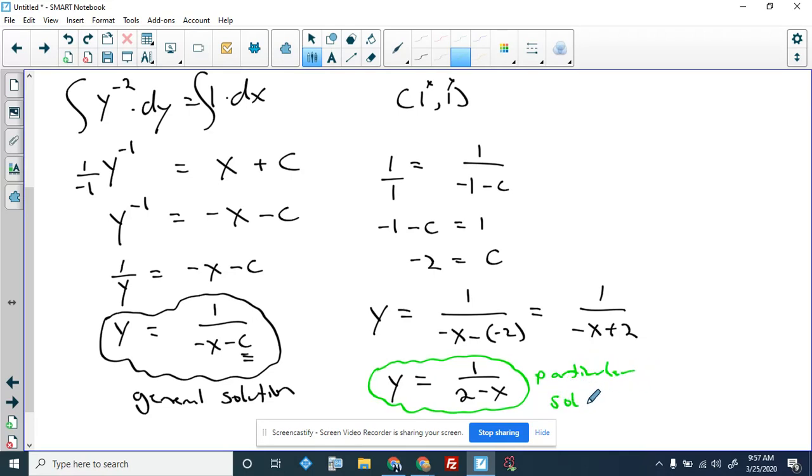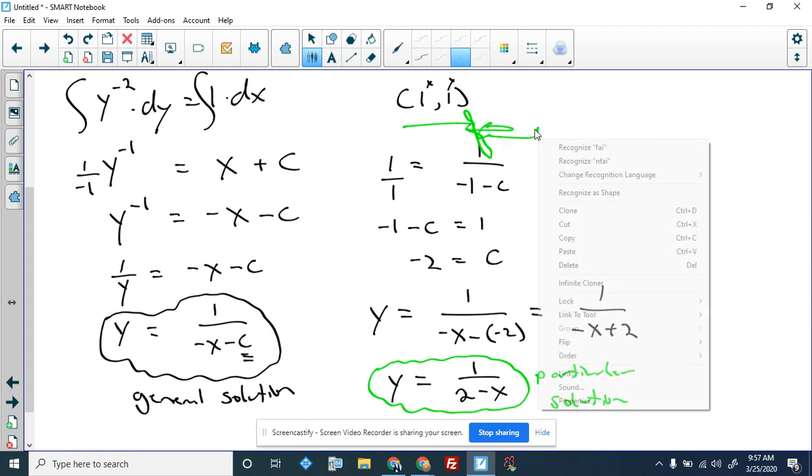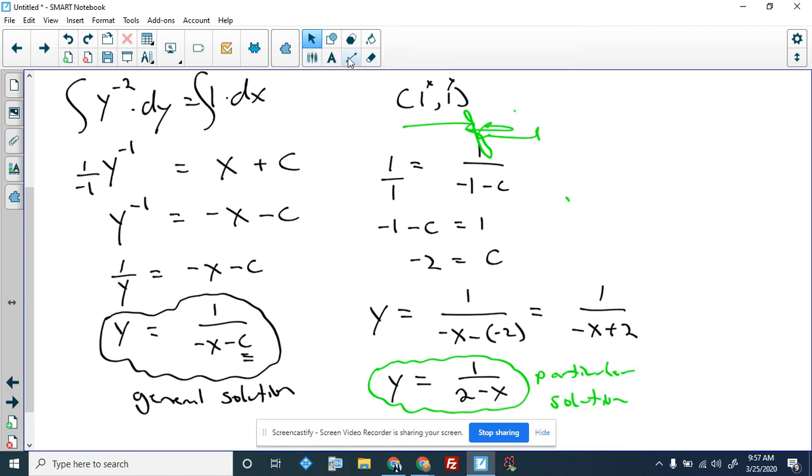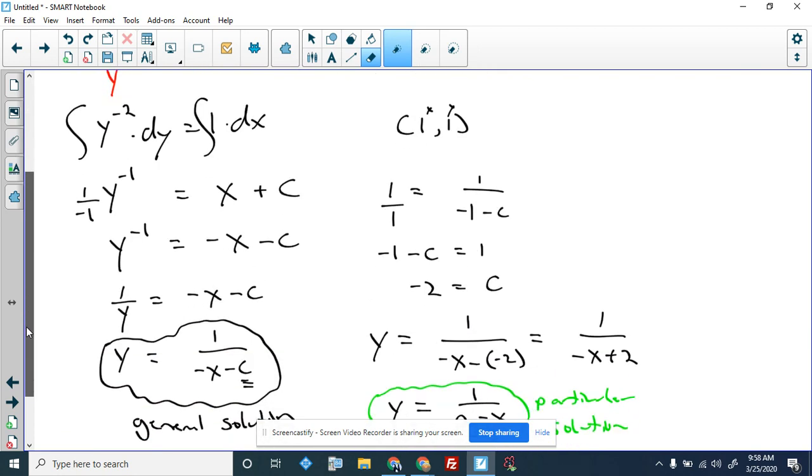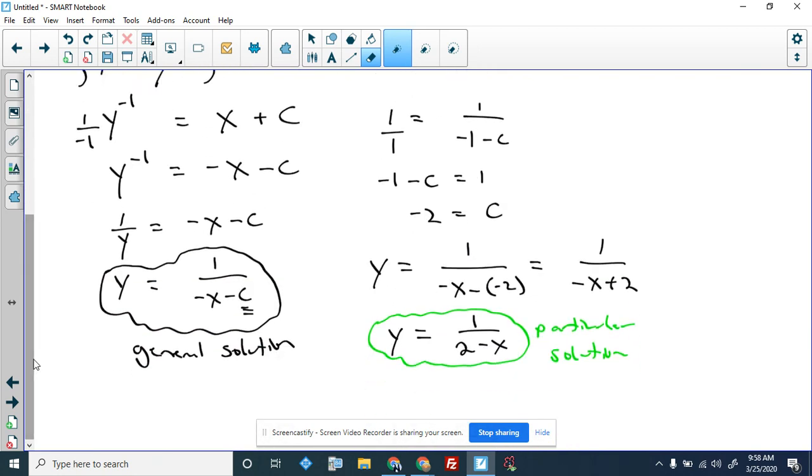particular solution. All right. So in other words, this is a function that not only satisfies the original differential equation, but it also satisfies that initial value. Okay, so that's kind of important. Whereas the general solution right here is a family of functions differing by a constant that satisfies the initial differential equation.